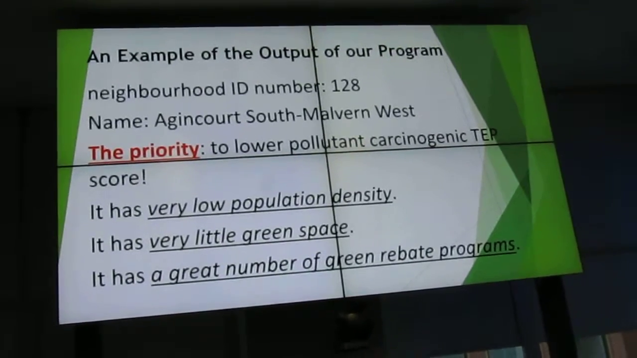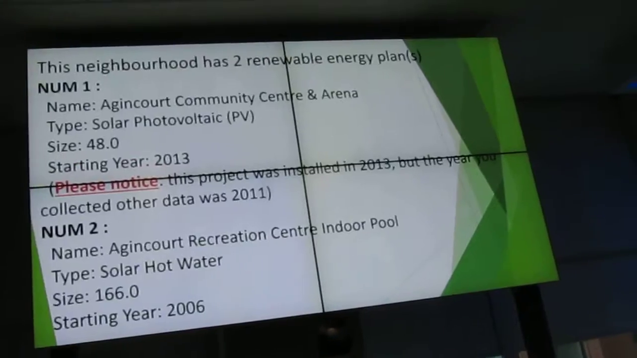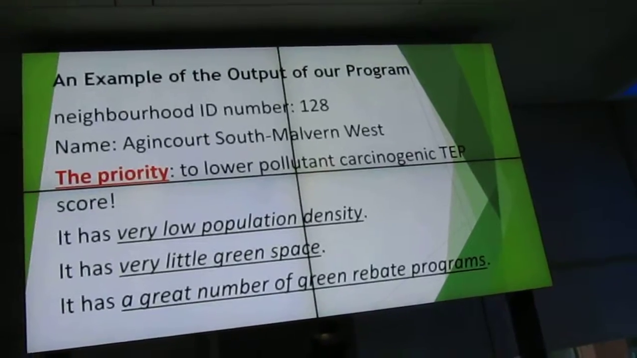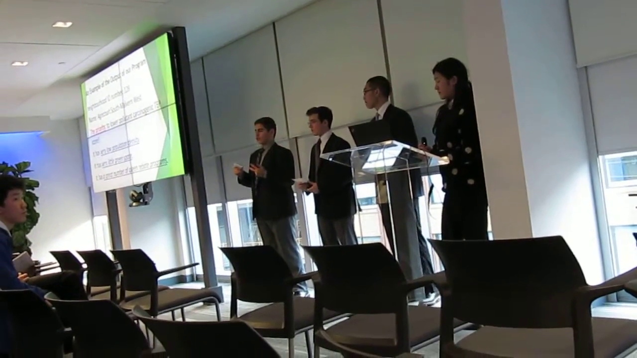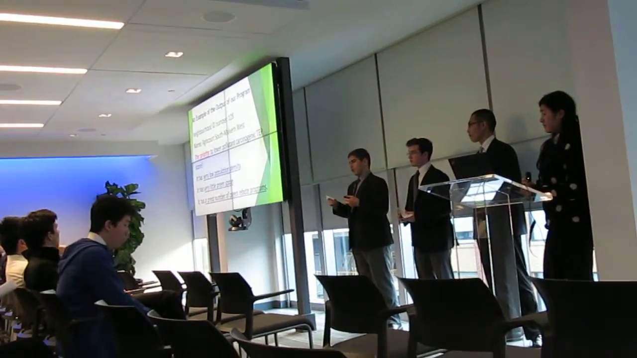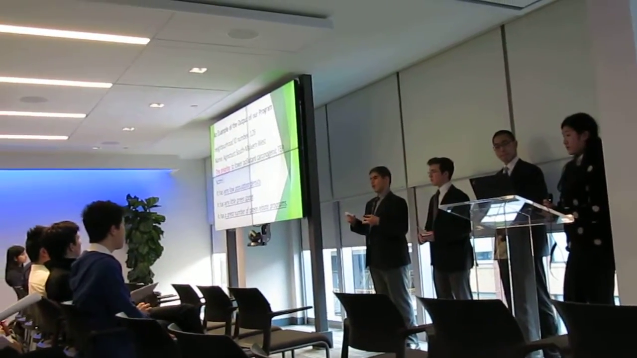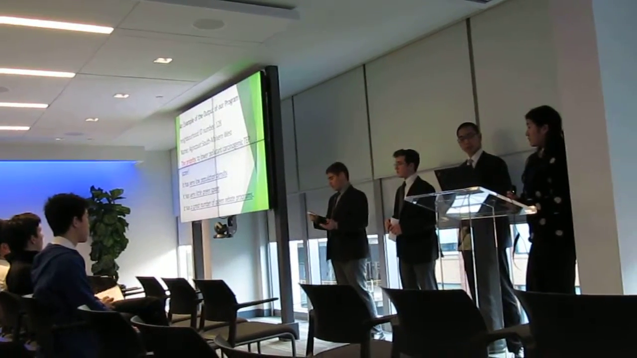The other things that are outputted are information about population density, green space, and the number of green rebate programs. And words and phrases like very little, little, moderate to high, and very high are the 25% intervals. So very little would be like the bottom 25%, 25 to 50% would be little, 50 to 75% would be moderate or high, and the top 25% would be high or very high.